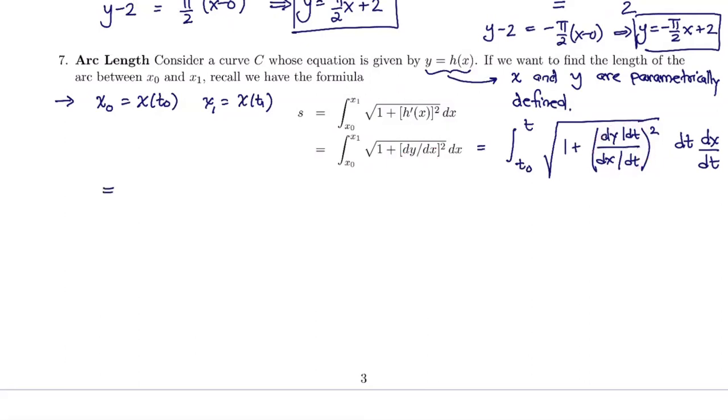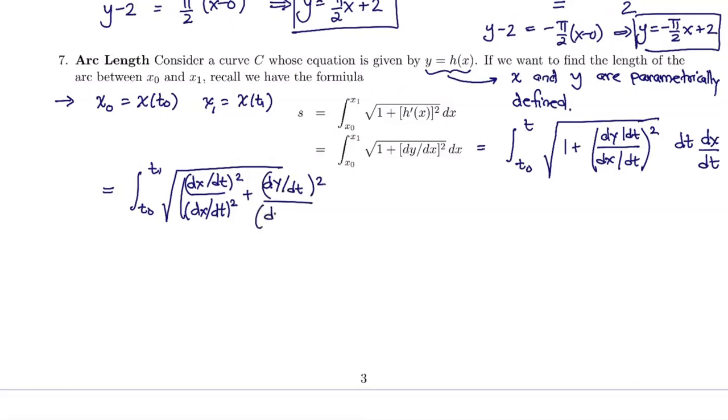As a result, you'll now end up with the following: the integral from t0 to t1, the square root of dx dt all over dx dt, the quantity squared, and of course, that's another way for us to write 1 plus dy dt, the quantity squared, all over dx dt, the quantity squared. Times dx dt, and I'm now going to put the dt on the other side.